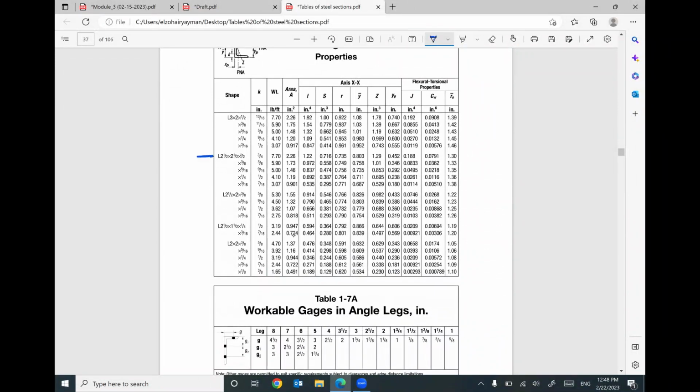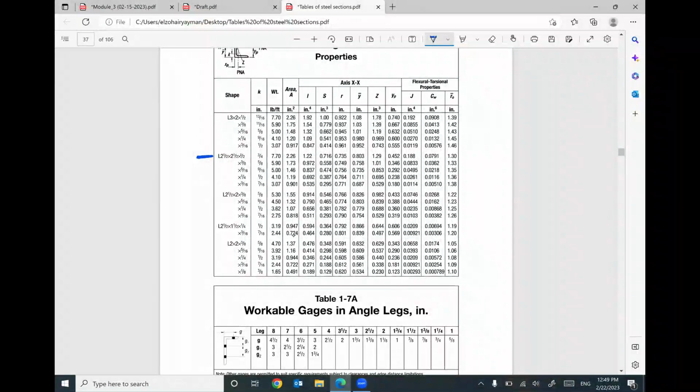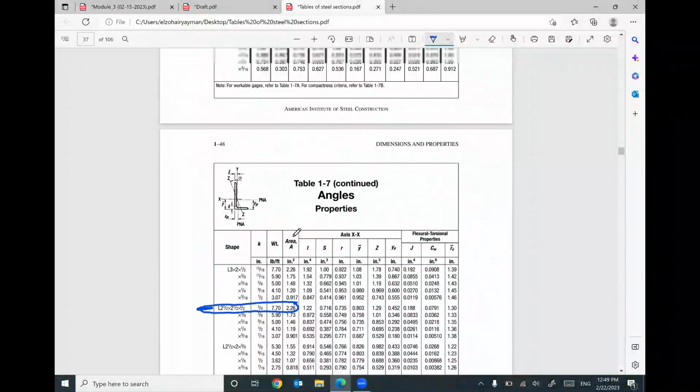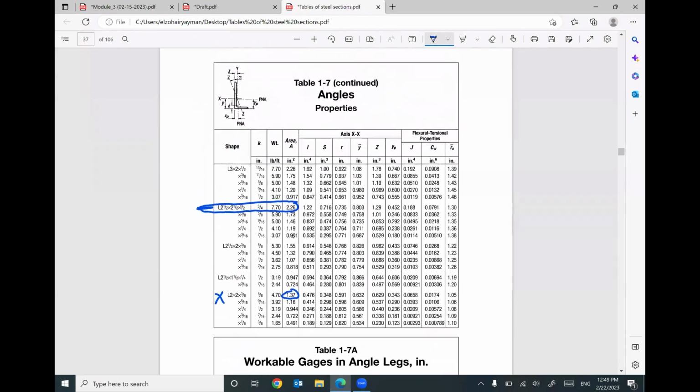This one is equal leg. So go ahead and start from there. You are requiring 2.037. What do you think about this one? 2.26 will satisfy. That works. We have here 2 by 2. No, this one will not work, 2 by 2, because your area is 1.37. Looks like it's smaller. So this one works.